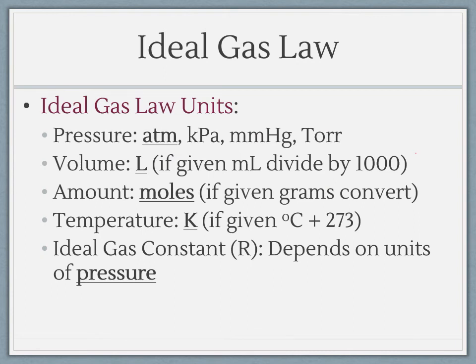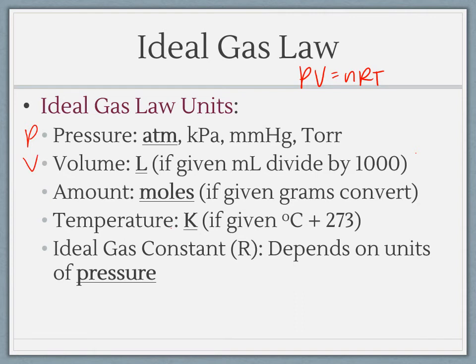What do each of those stand for? So PV equals nRT. P is, of course, pressure. Pressure can be in atmospheres, kilopascals, millimeters mercury, or torr. Volume is in liters, so V is volume.